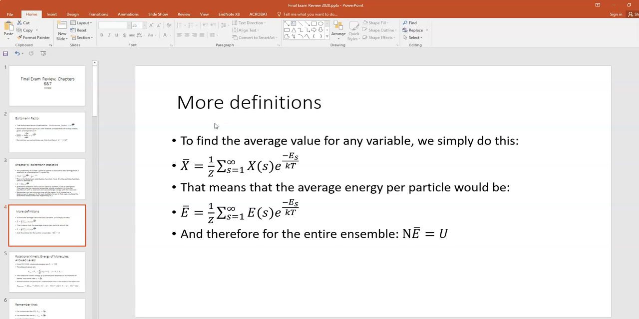That's just the math of distribution functions. And so that means that if you wanted to calculate your average energy on a per particle basis, then E bar would be 1 over Z times the sum over all states of the energy of that state times the Boltzmann factor. Okay? And for the entire ensemble, then that means that you would multiply the number of particles in the ensemble N times the average energy per particle, E bar, and then that would give you U, which is the internal energy of the system.